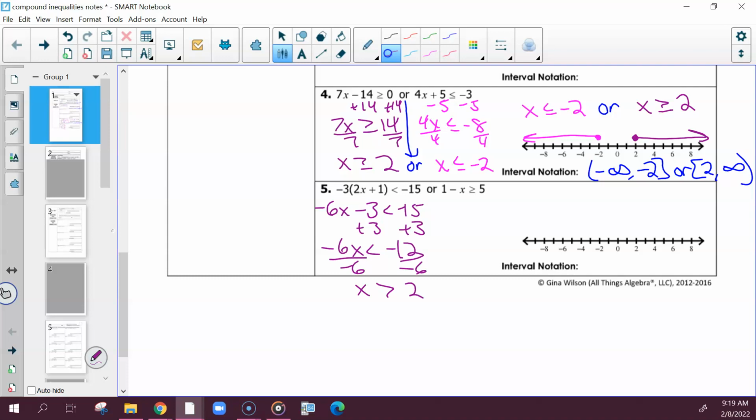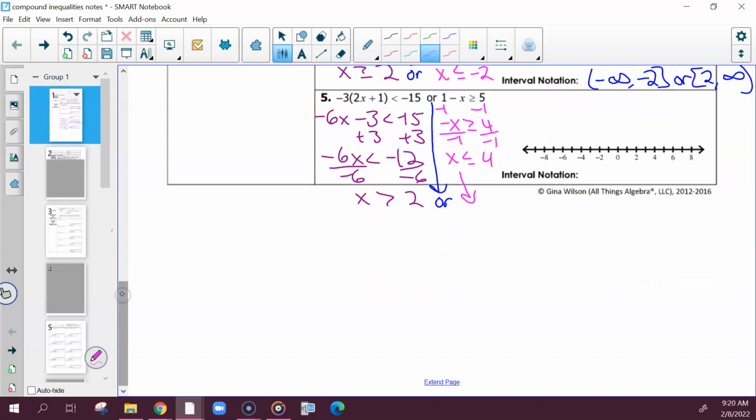Before I do this the second way, I'm going to go ahead and do the other equation. So in this case, we would need to subtract 1 on both sides and divide by a negative, which would again change the sign. Before I graph these and do the interval notation, I'm going to go ahead and do the second way of this.